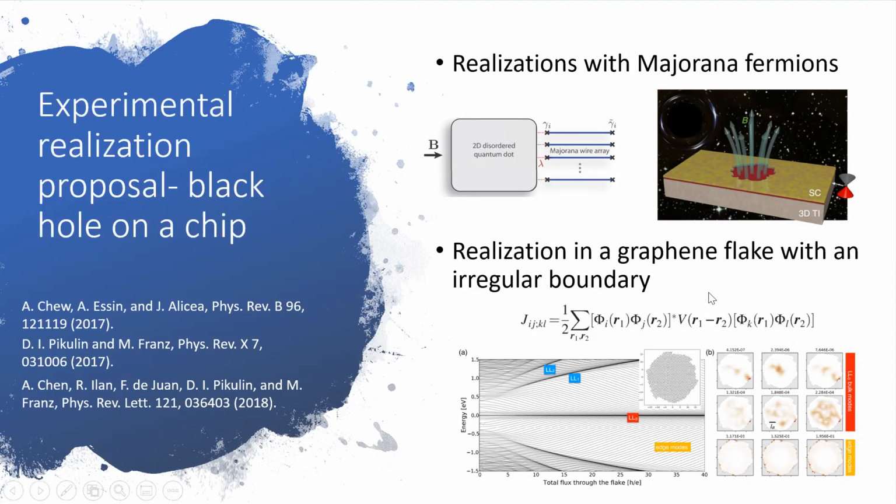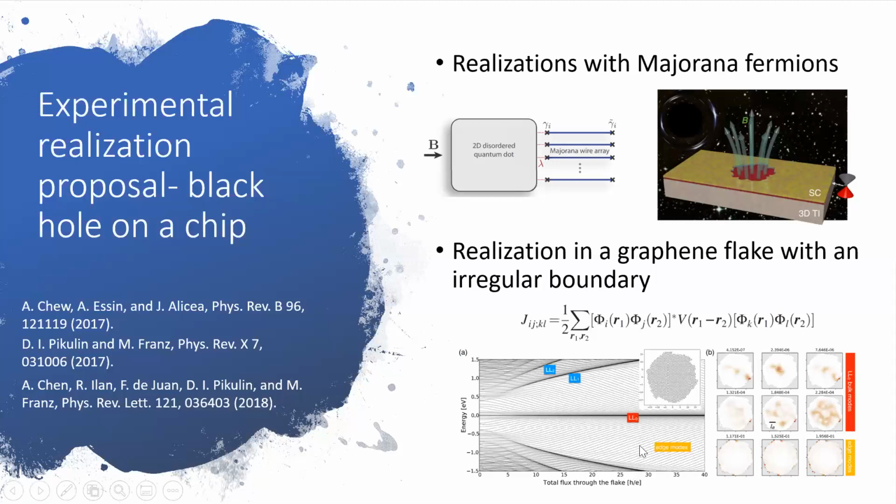And another proposal is for a complex SYK model with fermions, which can be realized in a graphene flake. So there, they suggest that we can get rid of the kinetic term by applying a magnetic field, which makes the band flat.